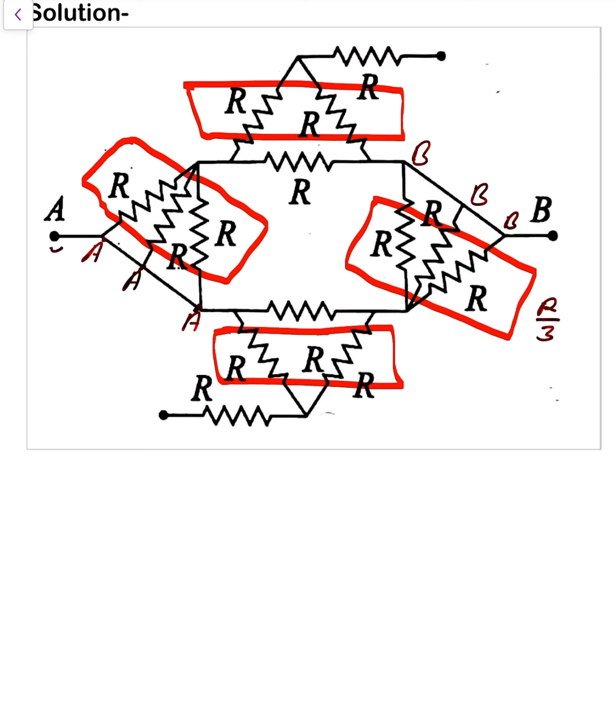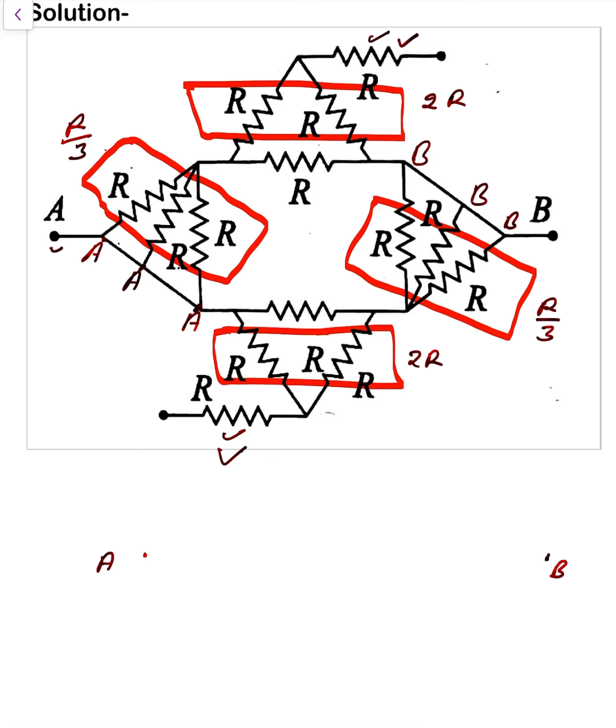This was series, so that is 2R, and that is R by 3, and that is 2R. Clear or not? And that one is a dummy resistance, no current flows in this resistance, so this resistance is not considered here. Okay, now redraw. That point is A and that point is B.